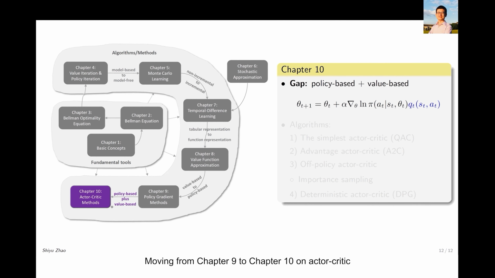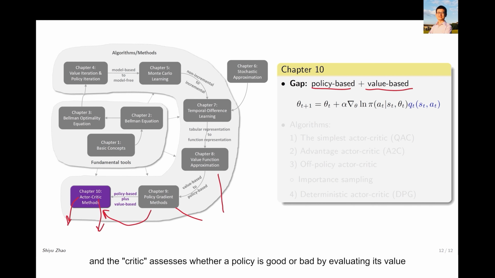Moving from Chapter 9 to Chapter 10 on actor critic, we encounter another gap, though it's relatively minor. Actor critic essentially merges policy-based and value-based methods by integrating the content of Chapters 9 and 8. In fact, the actor critic method is the policy gradient method introduced in Chapter 9. The term actor critic is chosen to emphasize the role of value, where the actor is responsible for policy updates, and the critic assesses whether a policy is good or bad by evaluating its value.